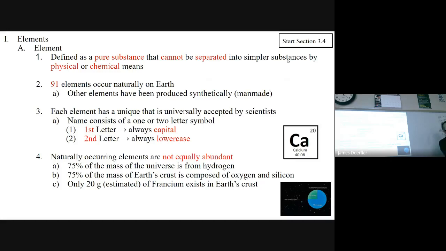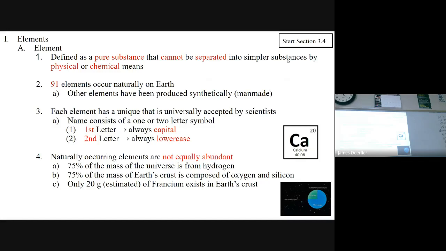There are 91 elements currently that occur naturally on Earth. The remaining 27 or so are synthesized, or synthetically made by humans. Each element has a unique symbol that is universally accepted by scientists.